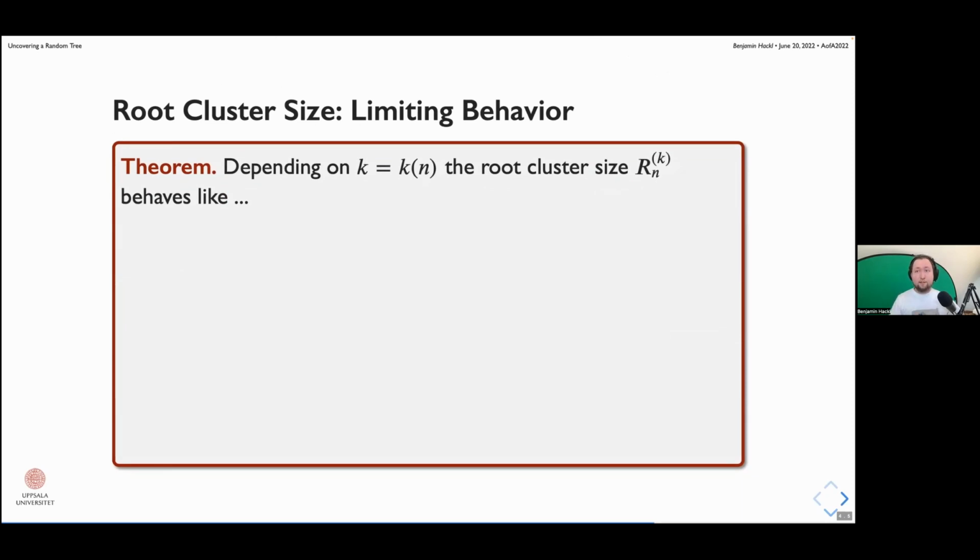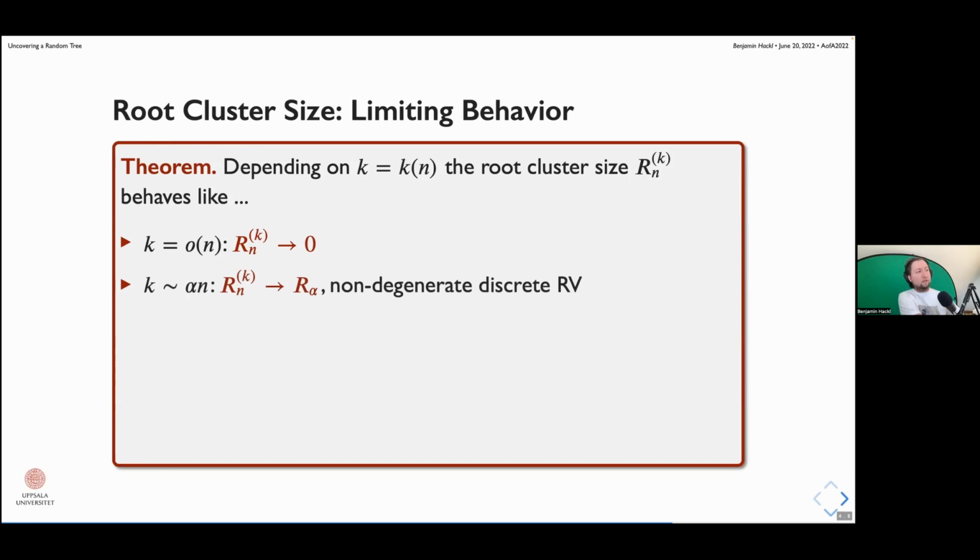because it's more interesting to say what happens in the limit of the distribution. Again, we have our different regions, and in these regions, the distribution of the root cluster size will converge, or do something, according to the location. As long as we are in little o of n, the root cluster size converges to a degenerate, so this is a discrete distribution. It just degenerates. In case we have linearly many uncovered vertices, we have a non-degenerate discrete random variable.